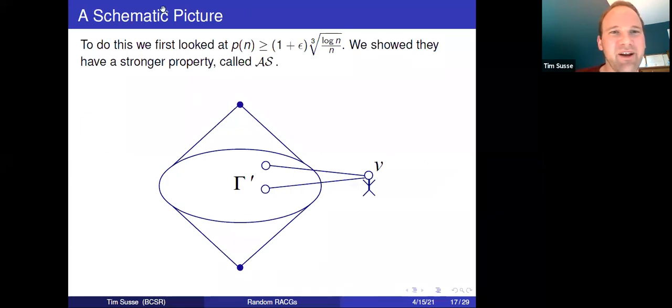And even in there, we had to break down the interval further. The first place we looked was at densities that were at least 1 plus epsilon cube root log n over n, and we showed that they had a stronger property called AS. Here is a little schematic picture of AS. We have 2 vertices, V1 and V2, and we look at all of their common neighbors. This generates some subgraph gamma prime.